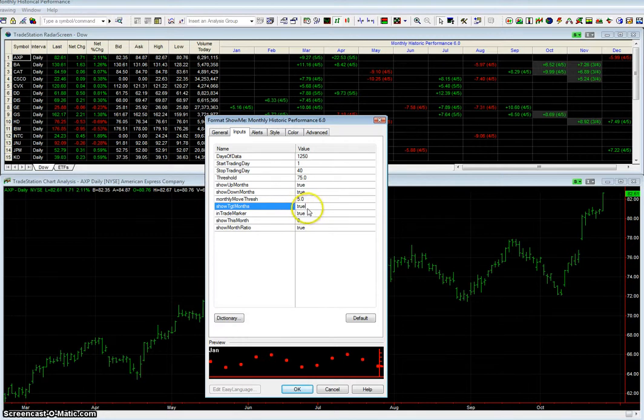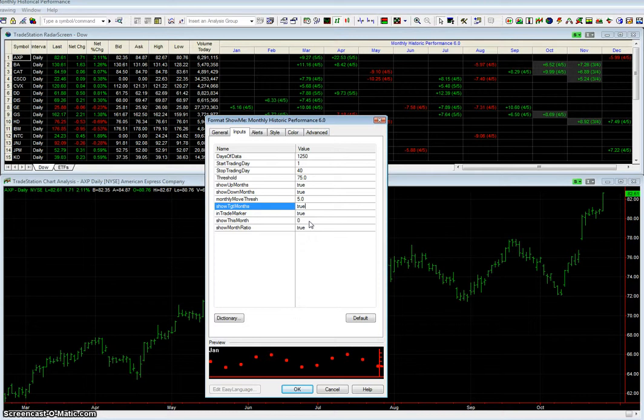So we show the target months. Yes, in trade marker, this is basically going to put a B for the beginning of the period and an E for the end of the period that we're going to show on the chart. And then this is saying show the target month. So you can pick a month, 1 through 12 is January through December. If it's any number outside of that, it's just going to show for every month.